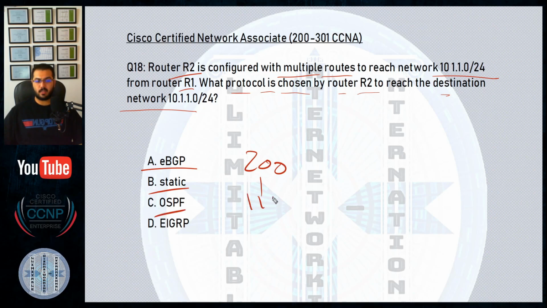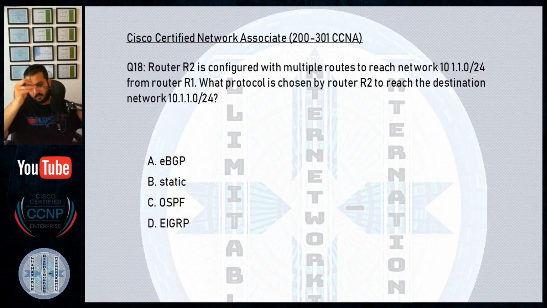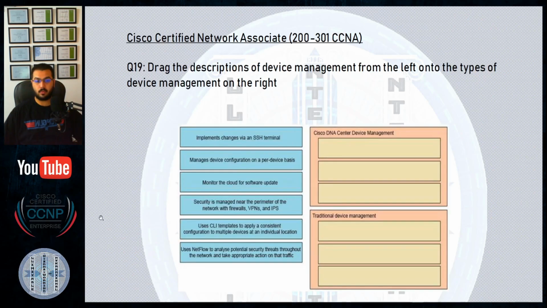Will it be OSPF that has 110? Or EIGRP that has 90? It will be the lowest, which is static, so I will choose B definitely. If there is static, static will always win. Okay, unless the longest match has something else to say.